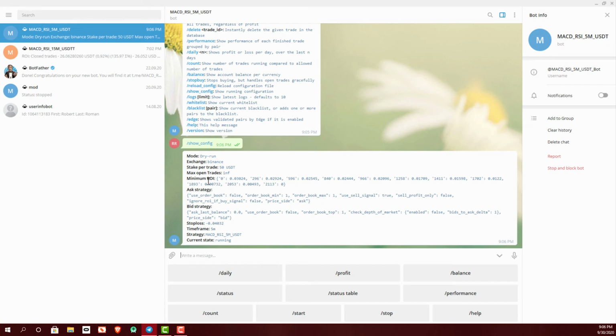The ask strategy parameters are in here, and the bid strategy parameters if you want to change those. We got our stop loss set at 4%, so that's the most we could lose on these trades. The time frame is 5 minutes, and we're running the strategy that I had mentioned in our last video.